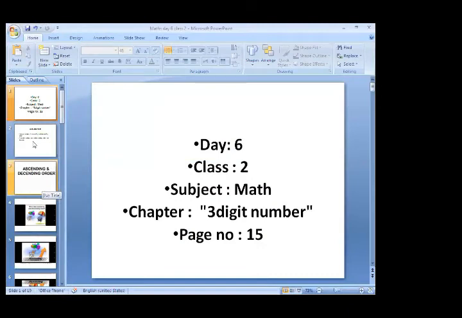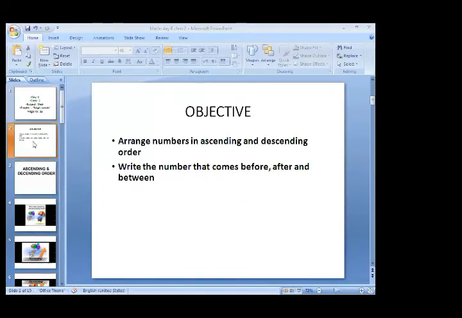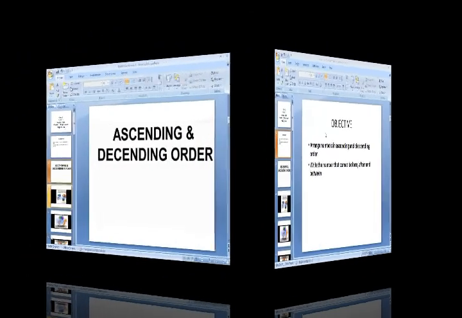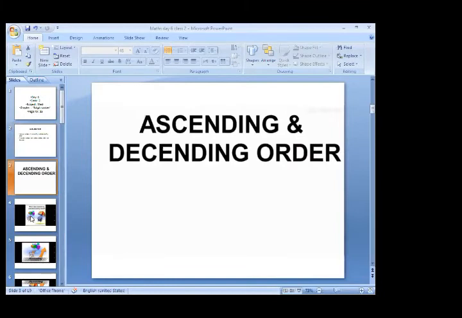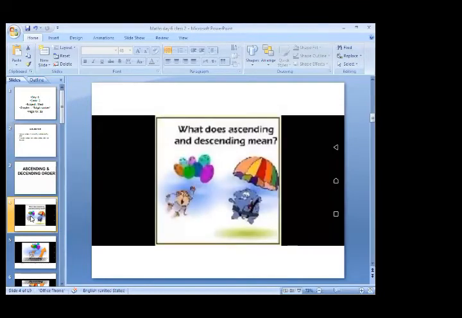Today we are going to learn about how to arrange numbers in descending and ascending order, and today you will also learn how to write numbers that come before, after and between. Learn about ascending and descending order. What do ascending and descending mean?